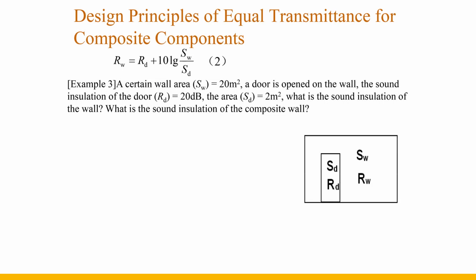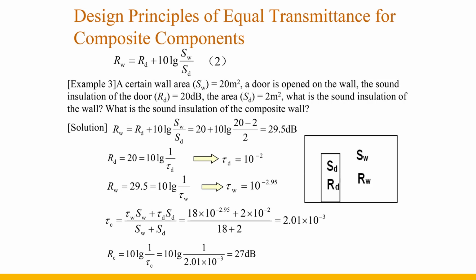Given a wall area of 20 square meters, a door is opened on the wall. The sound insulation of the door is 20 decibels, and its area is 2 square meters. What should be the sound insulation of the wall? What is the sound insulation of the composite wall?